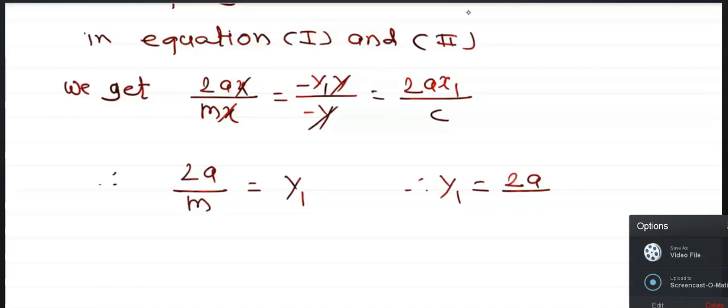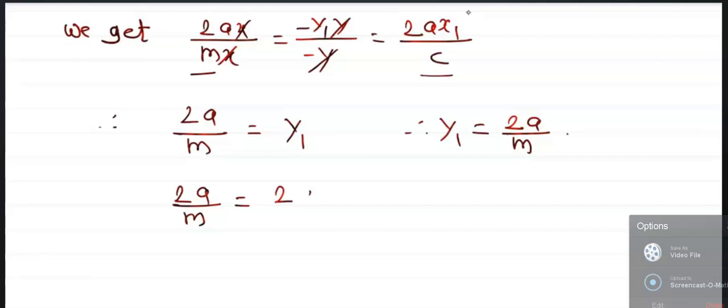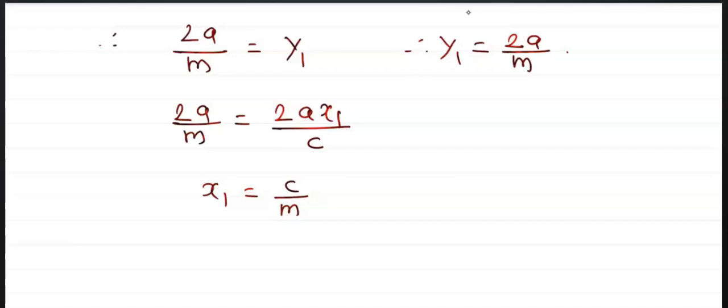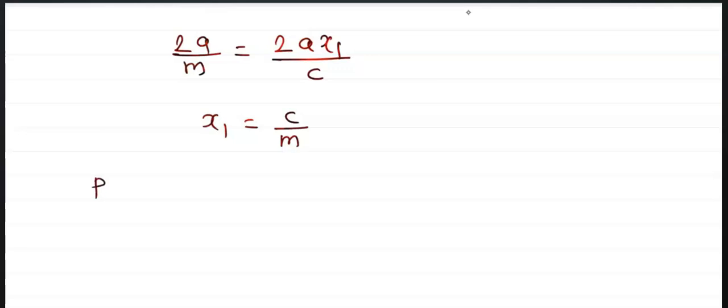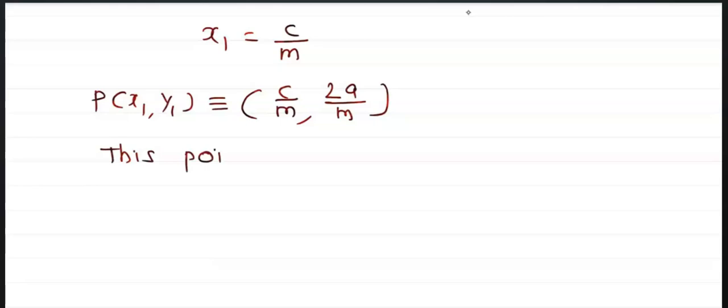Now from this we will get the value of y. y1 is equal to 2a upon m. Again, 2a upon m is equal to 2ax1 upon c. Therefore, x1 is equal to c upon m. P x1 y1, this is the point. That is, c upon m and 2a upon m.